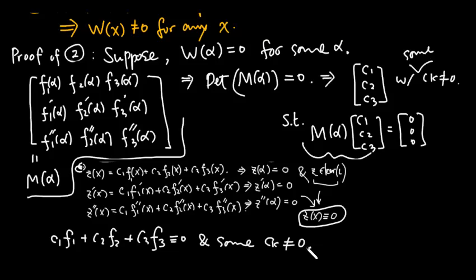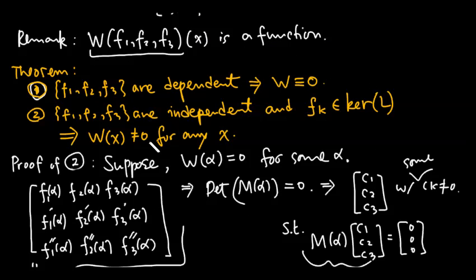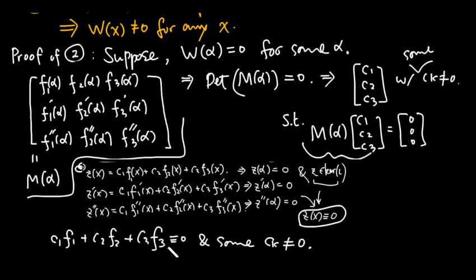This is what we have so far from the supposition that there is a value alpha that makes the Wronskian 0, and some ck non-zero came from the determinant 0 condition. So here I'm showing you the condition again. We use this Wronskian equals 0, which is the opposite of the conclusion, and at some point we used that the functions are coming from the kernel. But this is something we haven't used yet: f1, f2, f3 are linearly independent. If they are linearly independent, the only possibility of this linear combination being identically 0 is that all coefficients are 0.